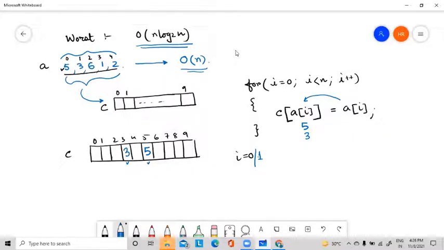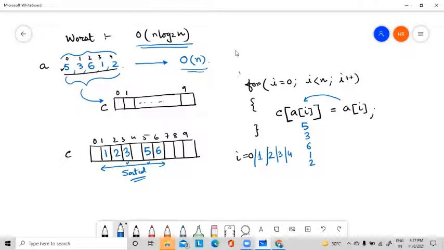Then comes I plus plus. Next element 6. So C of 6. So I am putting 6 here. Then again I plus plus. So what is the next? 1. C of 1. What I am putting in C of 1? 1. Then I plus plus. What is there? 2. So C of 2. I am putting 2 in C of 2. Now see the C array. 1, 2, 3, 5, 6. It is sorted.